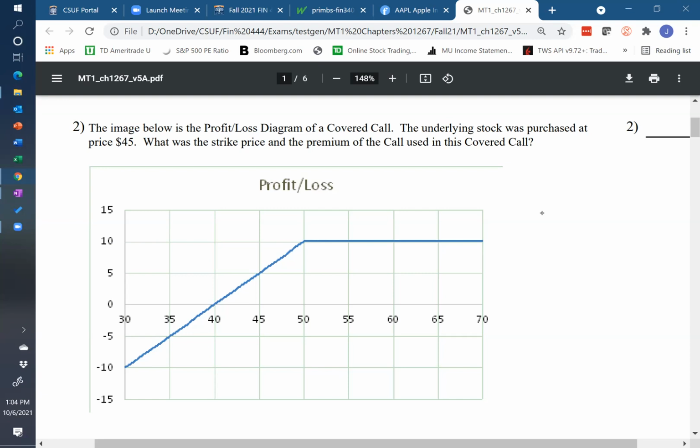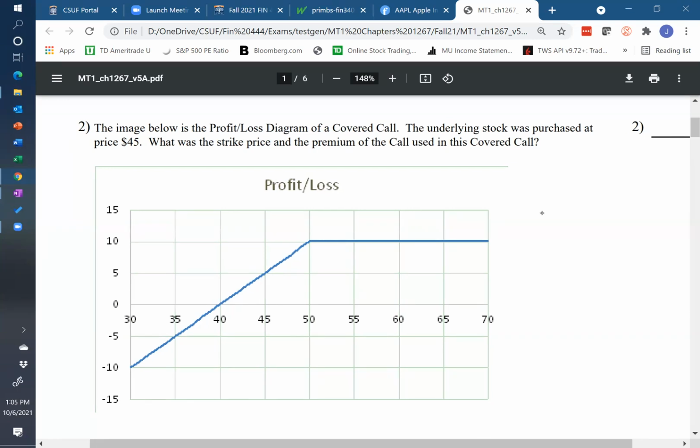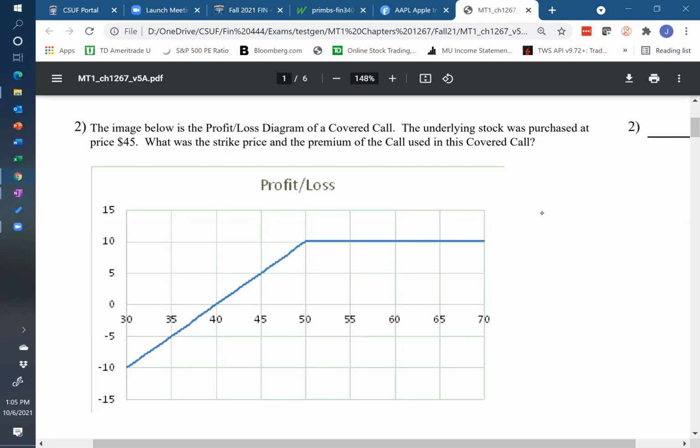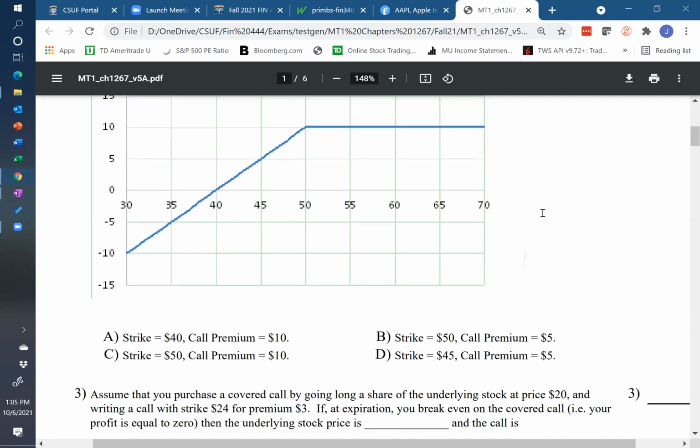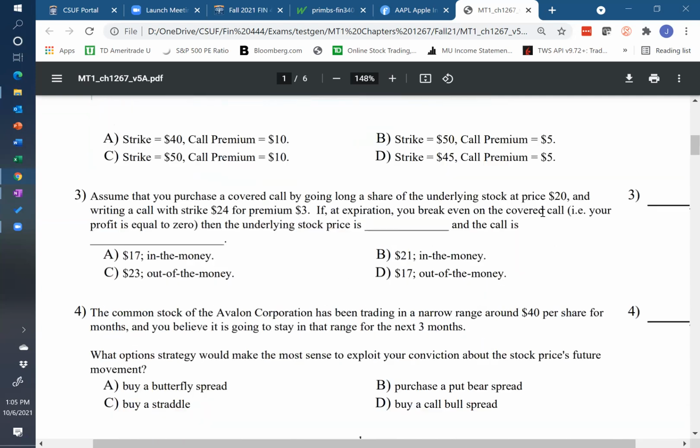All right, and so what did the premium have to be? If the stock was originally purchased at 45, it's already up $5, so you would have been here, but you also got the call premium, which is going to move you up another $5. So the call premium must have been $5 as well. So we're going to have strike 50, call premium $5. I'm going very, very quickly through this, so stop me if you want me to do it in more detail. But that one would have been B.